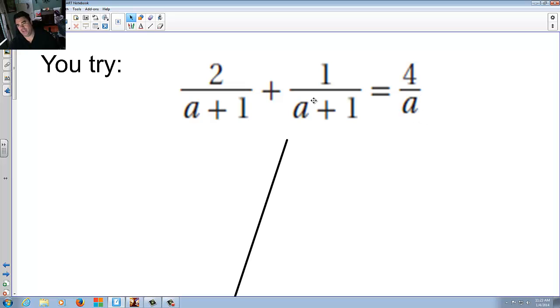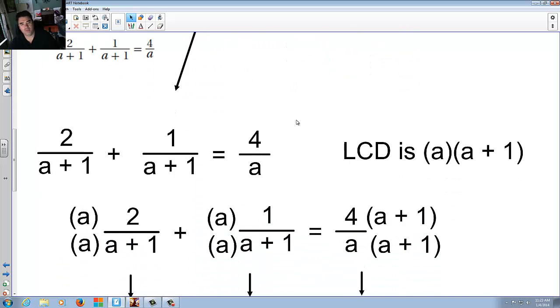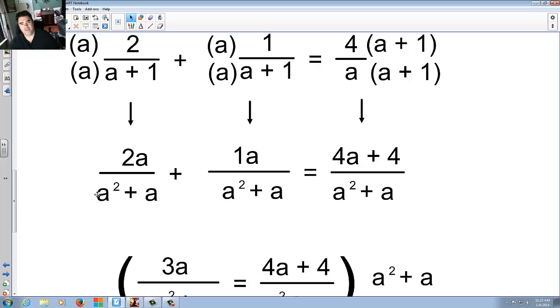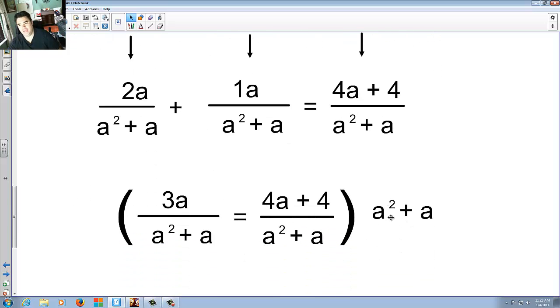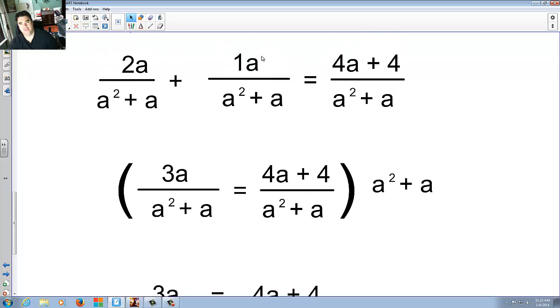How'd you do it? Hopefully you took a times a plus 1. To get a times a plus 1, I have to times these by a, times these by a, and times these by a plus 1. Get the bottom of a squared plus a for all of them, times by a squared plus a, getting rid of the bottom basically, and combine these two.